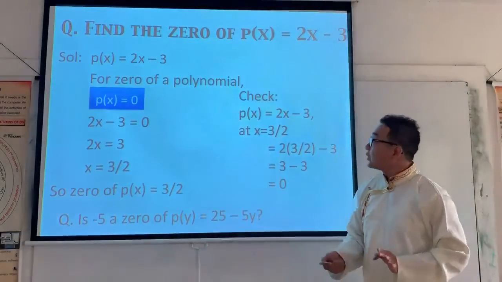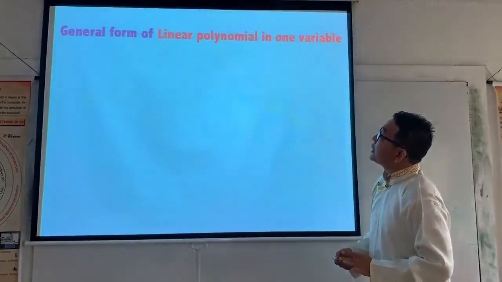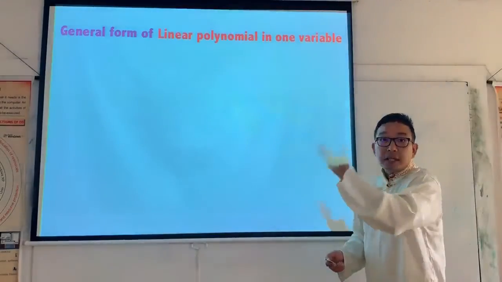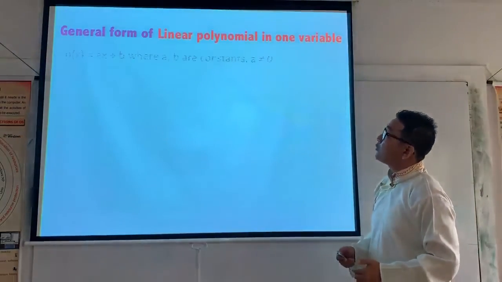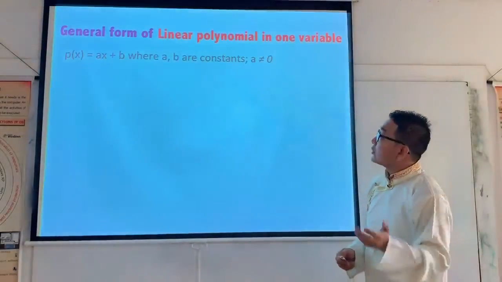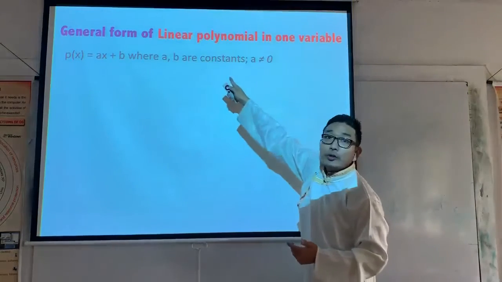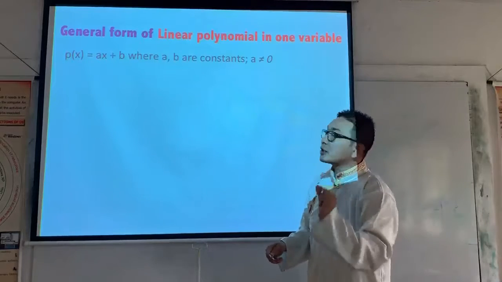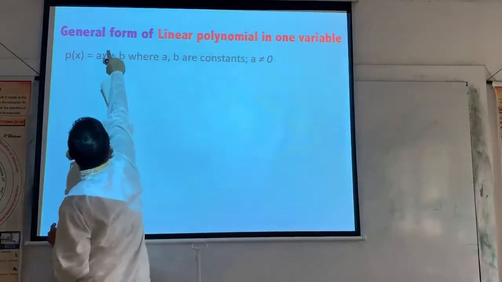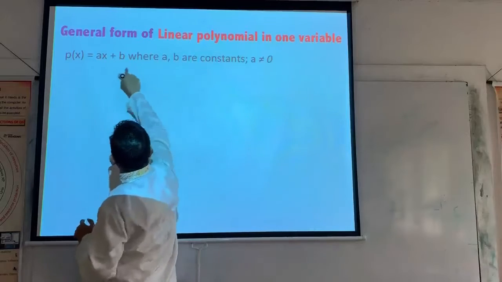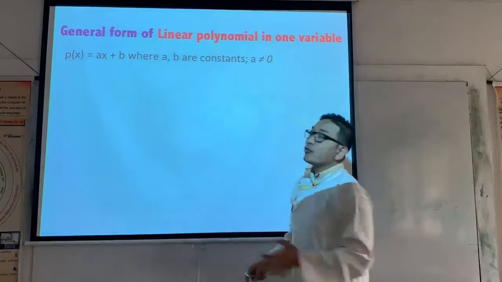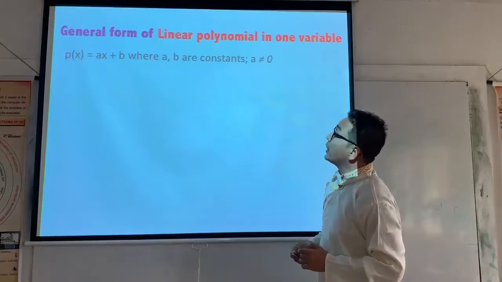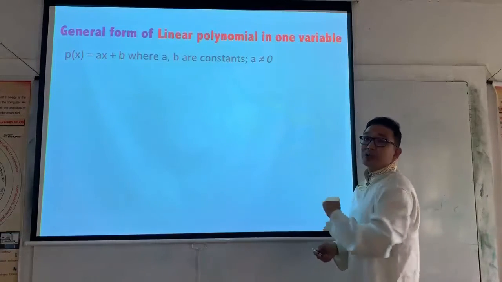Now the general form of a linear polynomial. A linear polynomial is one where the highest exponent of the variable, the degree, is 1. The general form of a linear polynomial is ax plus b, where a and b are constants and a is not equal to 0.